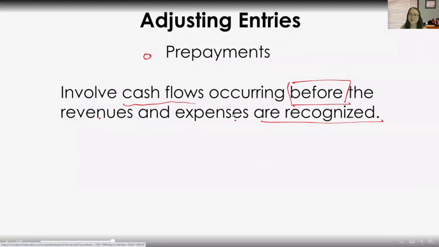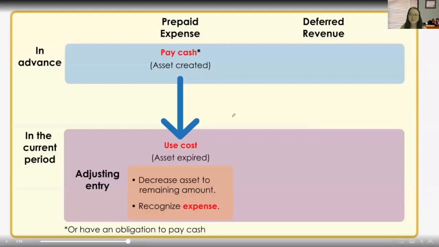Revenue and expenses are recognized. So there you go. In advance, we receive cash, right? And if we pay the cash, then it's an expense. Hence in the current period, which is December 31st, 2020, we know that we need to make an adjusting entry to decrease the asset that we were accumulating because we prepaid those things, and recognize it as expense.